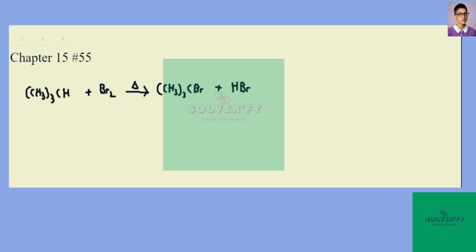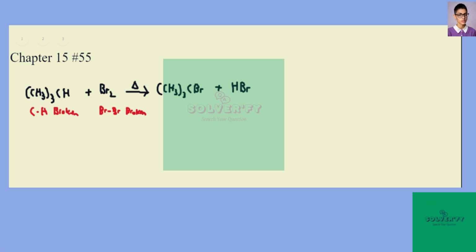This is the answer to Chapter 15, problem number 55 from the Smith Organic Chemistry textbook. This problem asks us to consider this bromination reaction of tert butane, and we're asked quite a bit about this reaction. For part A, we're asked to calculate the delta H naught by using the bond dissociation energies in table 6.2. I've drawn the reaction out here.